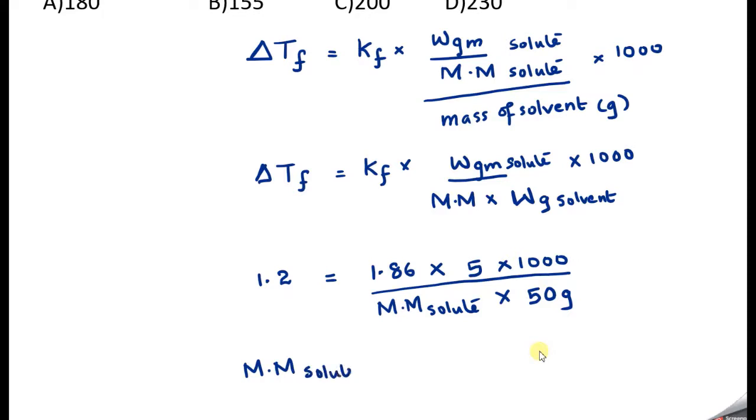So molecular mass of the solute is equal to 1.86 into 5000, divided by 50 into 1.2. I hope all of you are getting this. If you do this calculation, 0 will get cancelled with this one, this will become 100, and this will cancel off 100. So this will become 186 by 1.2, so that is around 155.